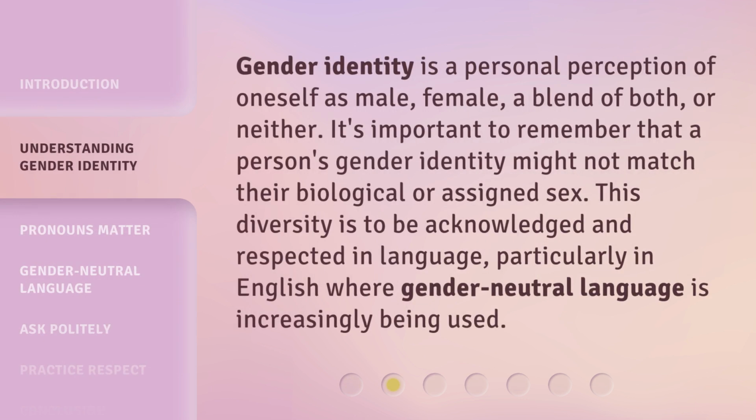Gender identity is a personal perception of oneself as male, female, a blend of both, or neither. It's important to remember that a person's gender identity might not match their biological or assigned sex. This diversity is to be acknowledged and respected in language, particularly in English where gender-neutral language is increasingly being used.